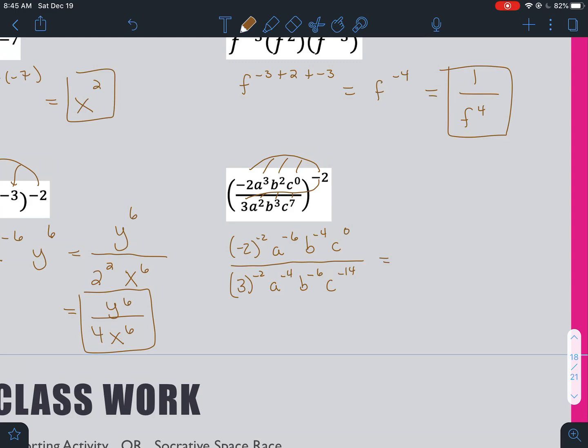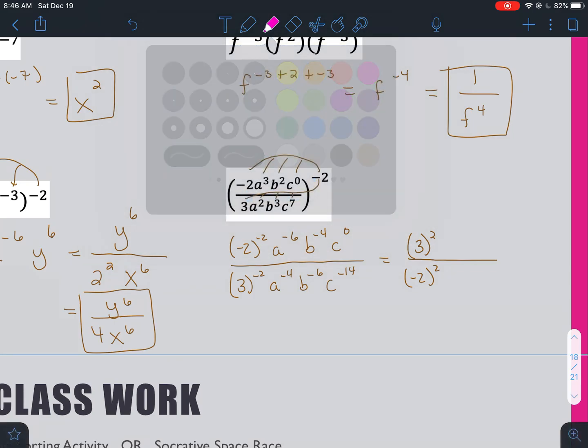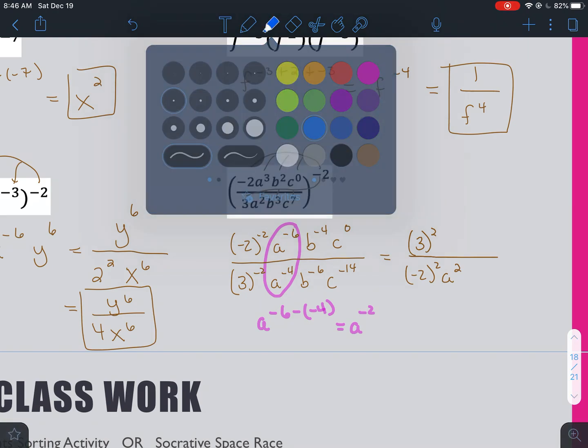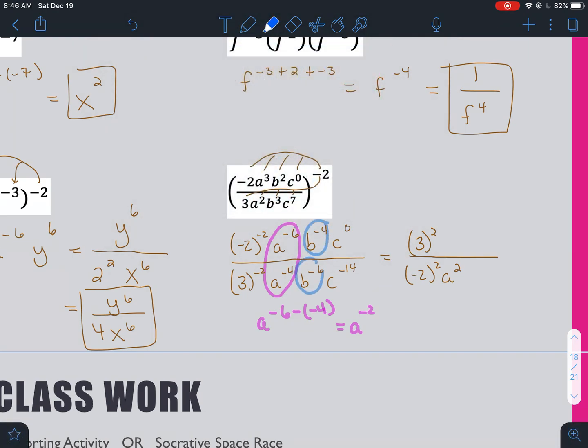And now I'm going to simplify this. Negative 2 to the negative 2 power is going to have to go down to the denominator. 3 to the negative 2 power is going to go up to the numerator. So I have 3 squared over negative 2 squared. And now let's deal with our a's. a to the negative 6th over a to the negative 4. I'm going to use quotient rule, so it would be negative 6 minus negative 4. And so if I simplified that, I'd get a to the negative 2. So I'm going to put a squared in the denominator to deal with the a to the negative 2.